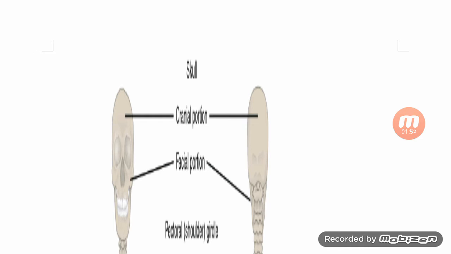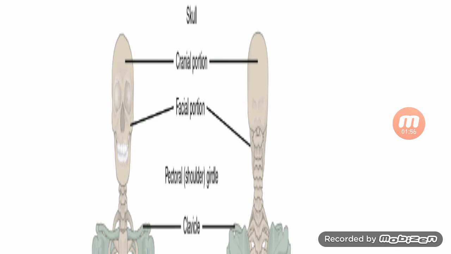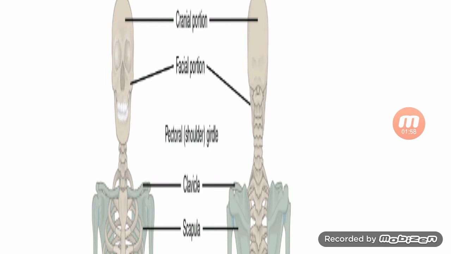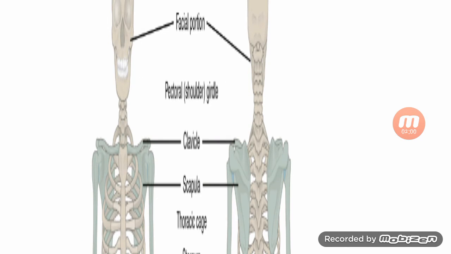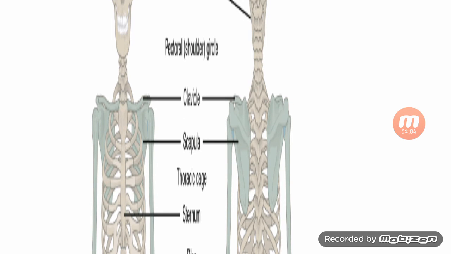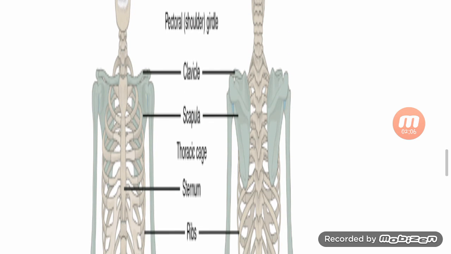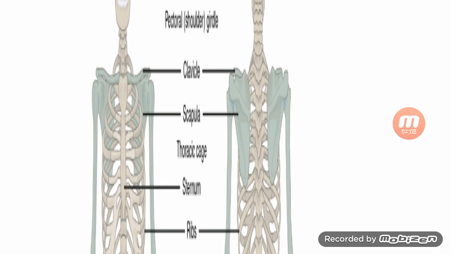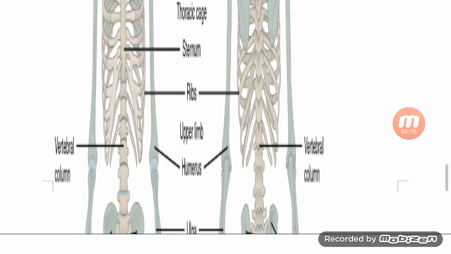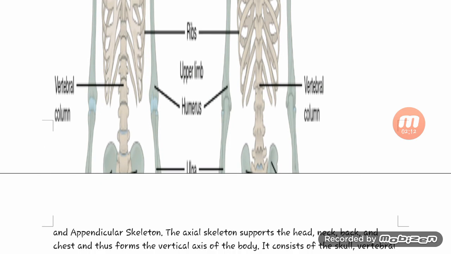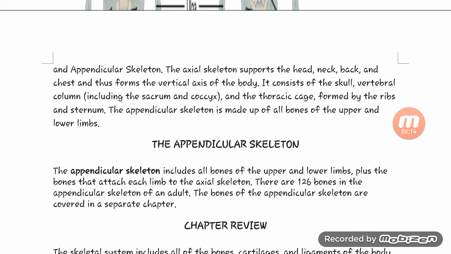So this is the skull. You can see the cranial portion here. You can see the facial portion. You can see then the pectoral girdle, shoulder girdle. You can see the clavicle. You can see the scapula, ribs, upper limbs. So you can see this. Okay.